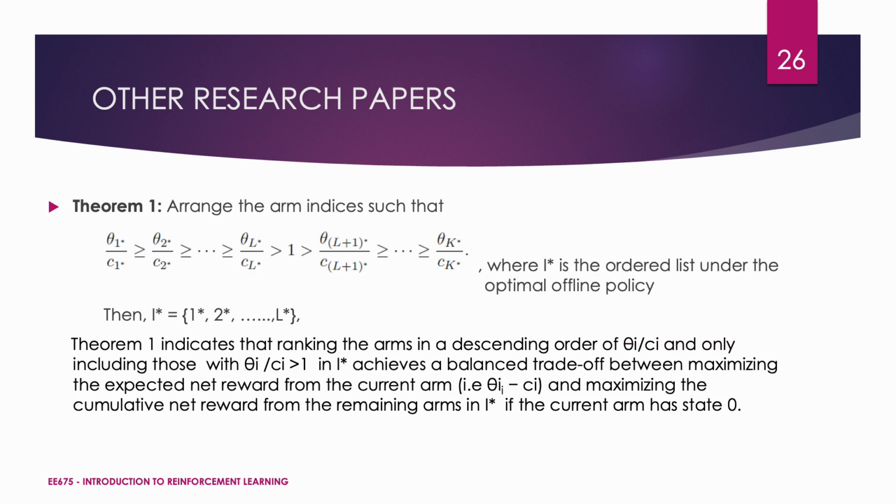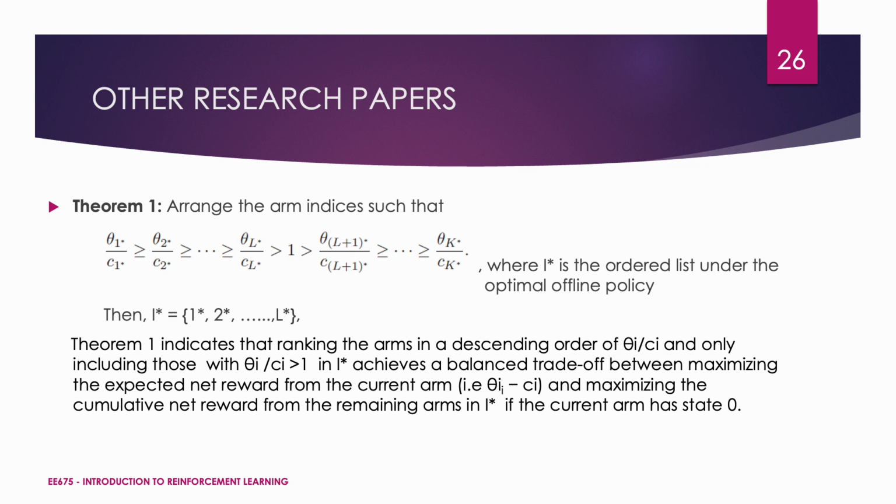The given paper defines a theorem which provides insights into the arrangement of arm indices under the optimal offline policy in our CACB framework. The theorem suggests arranging the arm indices in such a way that the theta I to Ci ratio is in descending order. Here theta I represents the expected reward from pulling arm I and Ci represents the associated cost with it. This arrangement ensures that arms with higher reward cost ratios are prioritized.